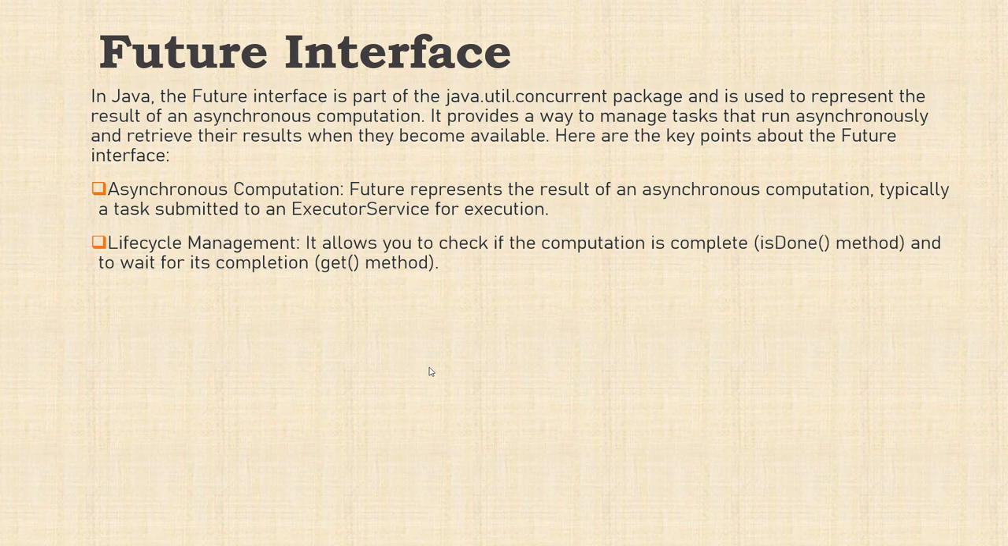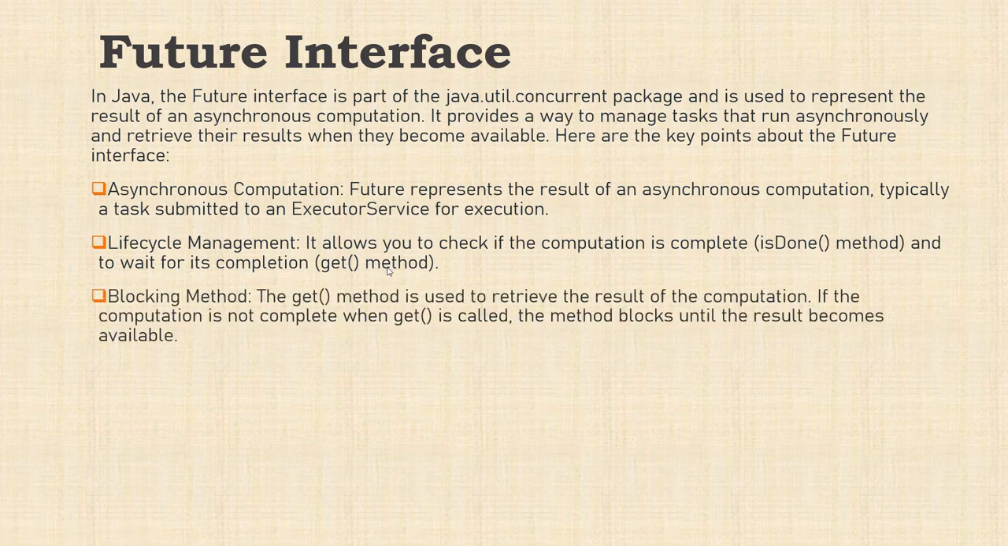Lifecycle management: it allows you to check if the computation is complete with the isDone method, and wait for its completion with the get method. So in Future we have the isDone method, which will check whether your task is completed or not with the help of the thread. And we have a get method also to get the value of the Future, and it will block your thread till completion of your task. This is the disadvantage of Future, because it will not allow another thread to execute, since you are using get, which will wait till the completion of your task.